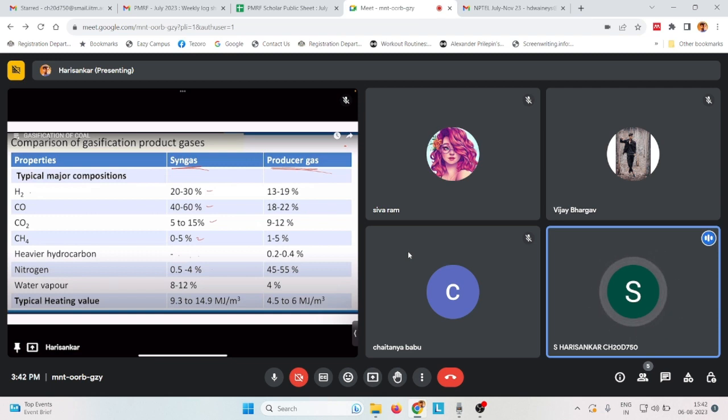When it comes to producer gas, it usually has much less carbon monoxide. In syngas we had around 60% carbon monoxide, but in producer gas you usually have only 20 to 22% carbon monoxide, and the hydrogen content is also lower, 13 to 19% compared to 20 to 30%. But the nitrogen will be abundant in the producer gas. Because of this, syngas usually has a higher calorific value compared to producer gas.